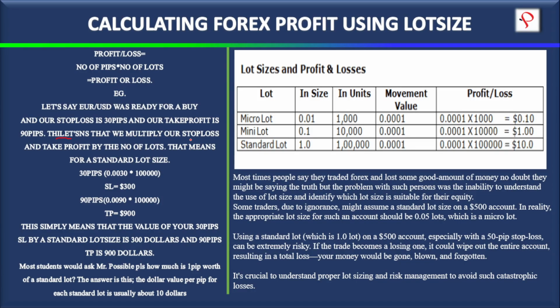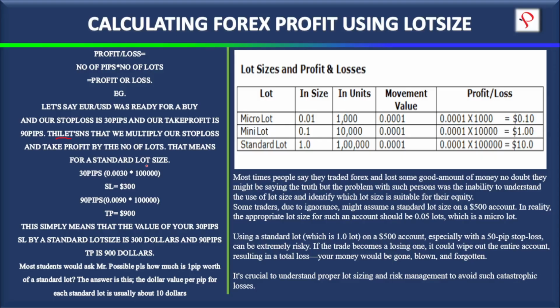Now we're going to multiply our stop loss and take profit by the number of lots. That means for a standard lot size, we're going to say 0.0030. Remember this formula. Now the movement is 30, and we're going to use it to multiply our base, because we are using a standard lot size to take this trade, for instance.